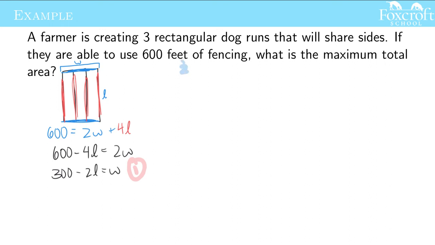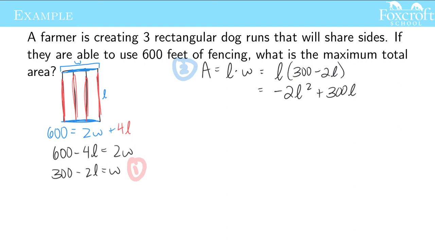All right, step 2 is taking my area equation. I know the area of a rectangle is length times width, but the width is 300 minus 2L. And then I want to distribute to make it look more natural. I'm going to get negative 2L squared plus 300L. All right, so that is my area equation.